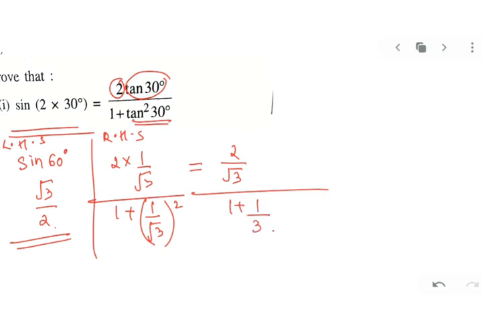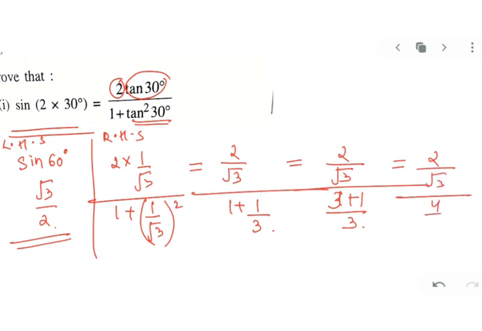Yes, you can take the LCM down. So it will be 2 upon root 3 upon 4 upon 3. When this goes up, it will multiply. So you will have 2 upon root 3 into 3 upon 4. 1 and 2. So you will get the answer.